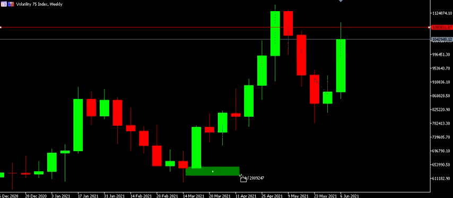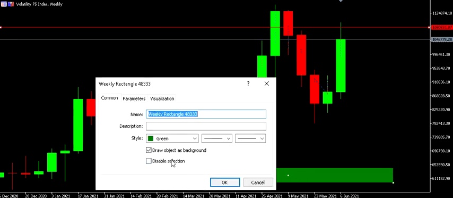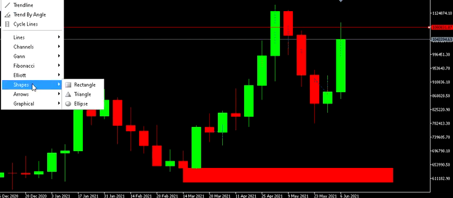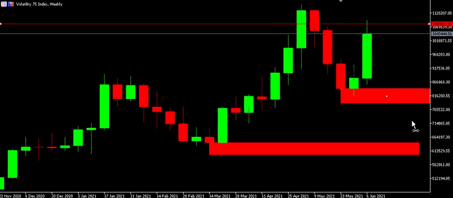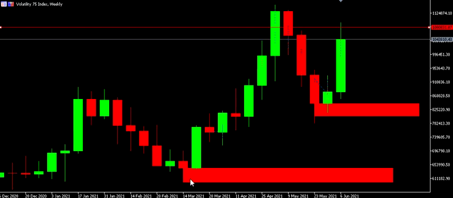I can see a low around here, around the 600,000 points zone. Now I can see another low around here. I have another low around here, around the 85 or the 80,000 mark. We have a low here and we have a higher low. So that shows a clear bullish momentum, a clear bullish structure.